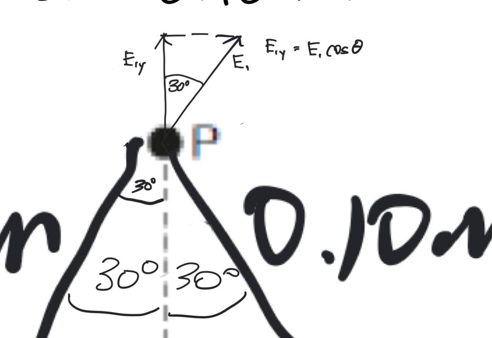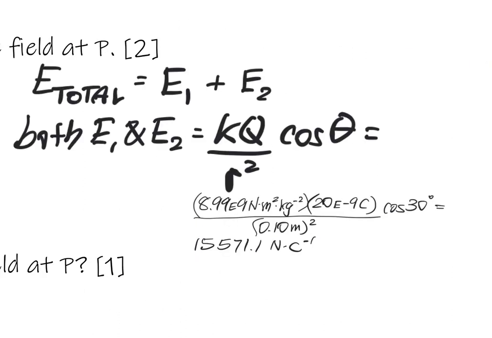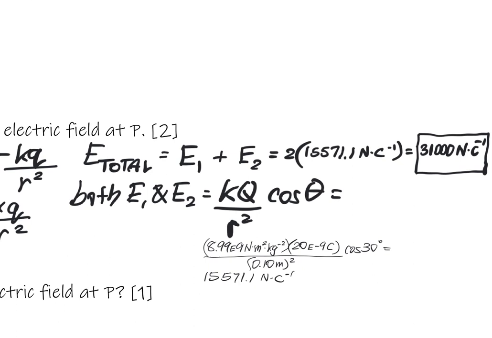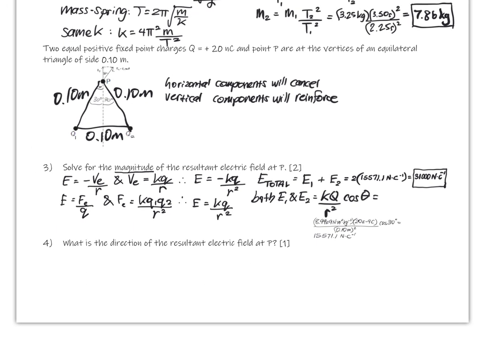Now that I've established that, both E1 and E2 are going to be kQ over r squared times cosine theta. So let's figure out kQ over r squared cosine theta. When we work the numbers, we get 15,571.1 newtons per coulomb for each charge. And when I multiply the two of them together, I get that the combined electric field at point P is 31,000 newtons per coulomb.